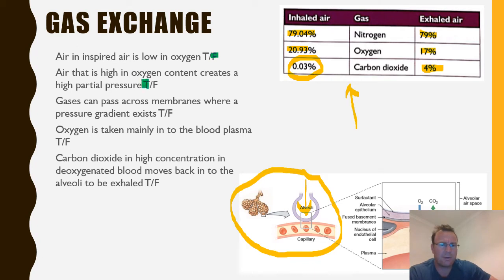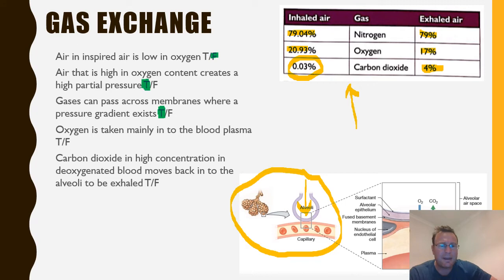It creates a high partial pressure of oxygen, which means it is more readily transferred into our bloodstream at the lungs. Gases can pass across membranes where a pressure gradient exists. I would say again, this is absolutely true. Remember, the alveoli are single cell thick. They're attached very closely to the capillaries, so gases actually transfer across that membrane.